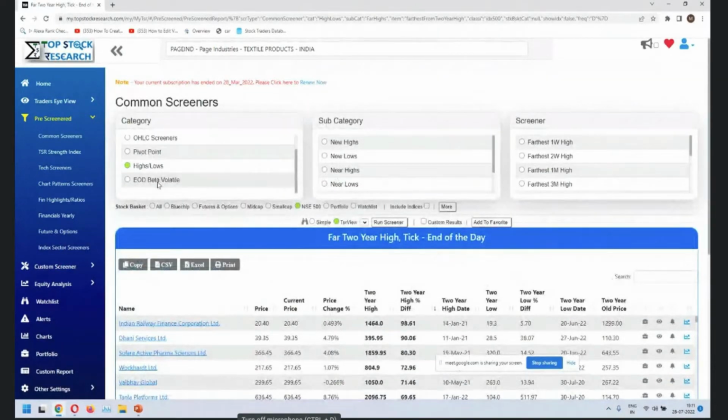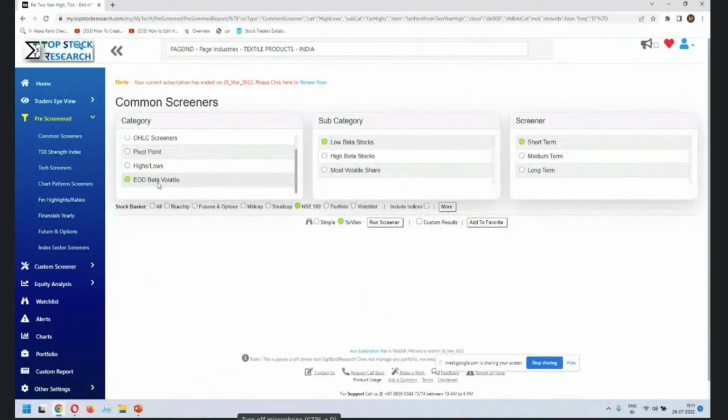And then last comes beta, right? So a lot of our users look for beta, stock beta, particularly high beta stocks to make quick bucks for swing trading. So this is where you'll find beta.